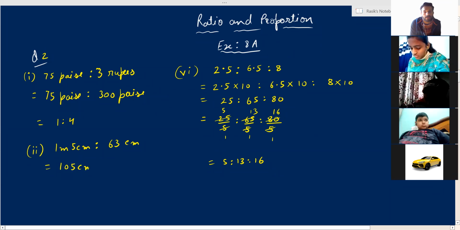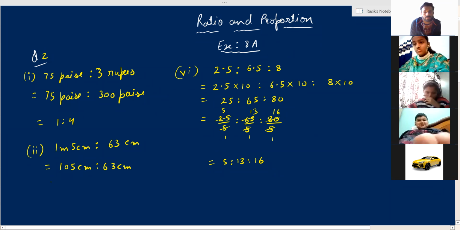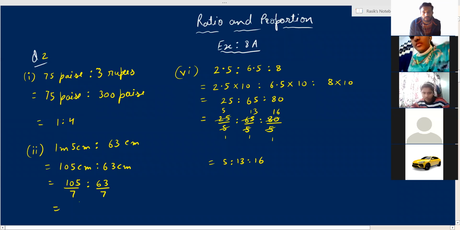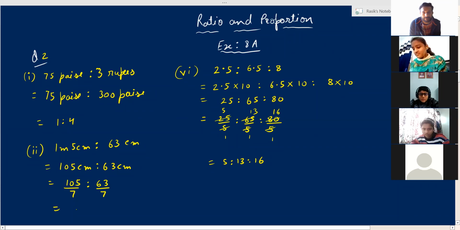So this is 105 centimeters ratio 63 centimeters. Divide both the terms. You can divide by 7. Sir, it is automatically cutting by 63. Not possible. Sir, 7, sir, cannot divide. Yes. What happened? Sir, answer is 5:3. 15:9, and now we can divide by 3 also. So when you divide both the terms by 3, you get 5:3. Correct answer, Krishan. Sir, 5:3 is the correct answer. Very good, very good, very good.